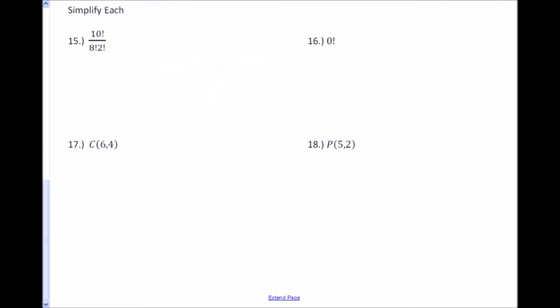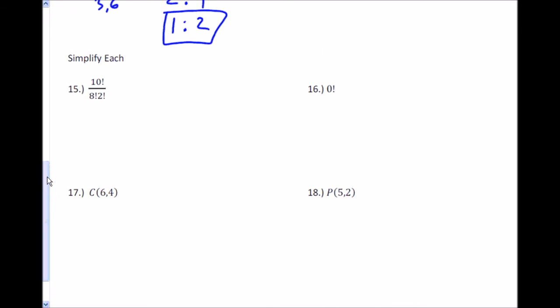In number 15, I just want to simplify this. Remember, factorials are like a 10 factorial is 10 times 9 times 8 times 7 all the way down to 1. So the 10 factorial and the 8 factorial I can reduce. Everything from 8 on down cancels out, which means I'm left with 10 times 9, all over 2 factorial, which is 2 times 1. So that's 90 over 2, which is 45.